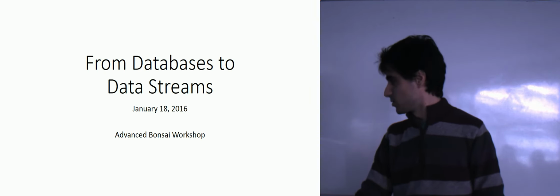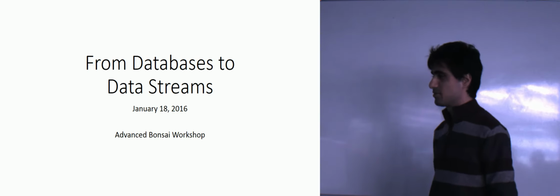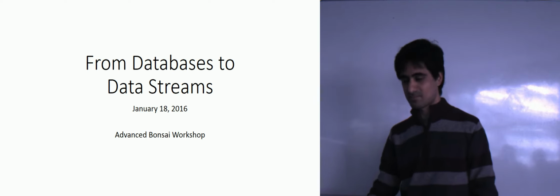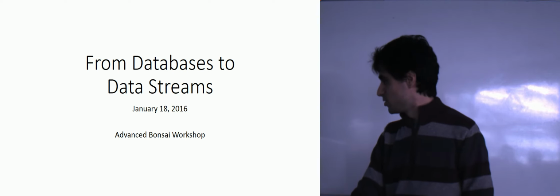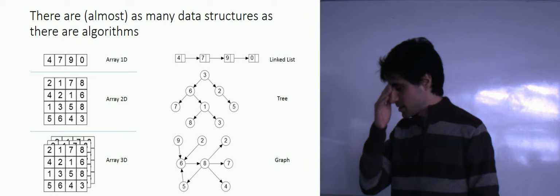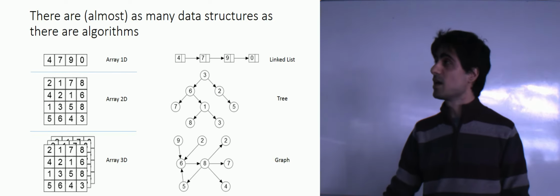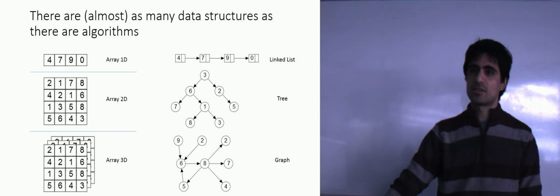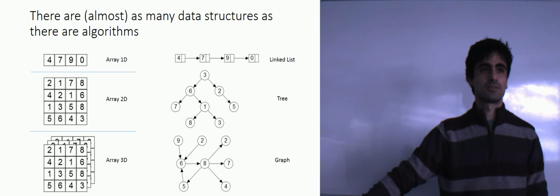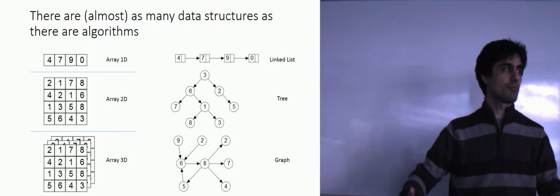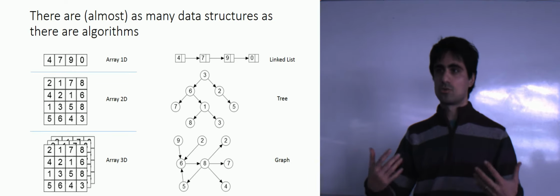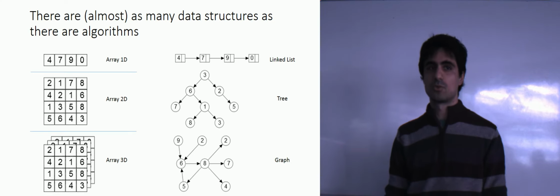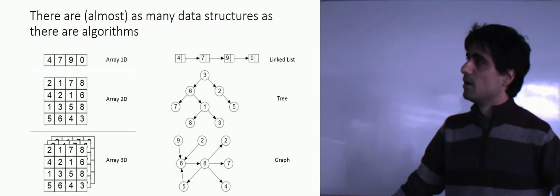Okay. Cool, so let's head on then straight to the first topic. So from databases to data streams. So what does this really mean? And to me, what it really means, I try to summarize it in this slide, which is, it's funny, there are almost as many data structures as there are algorithms, okay? So when you have some kind of computation you want to do, you also need to organize your data in some way that you manipulate to achieve some goal you have.